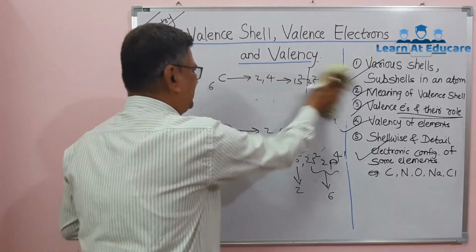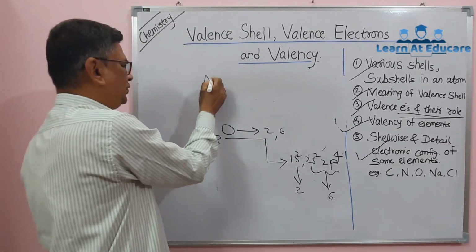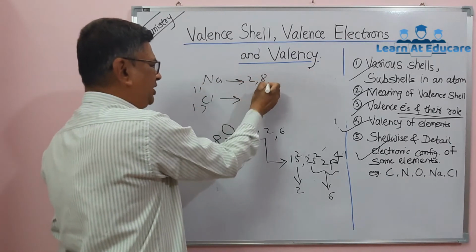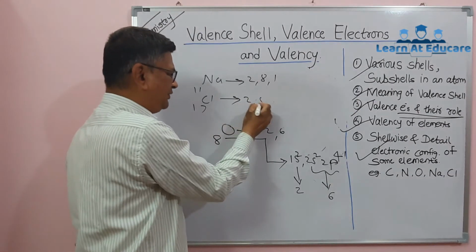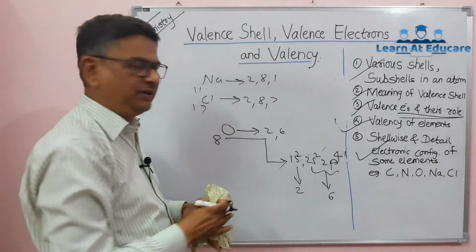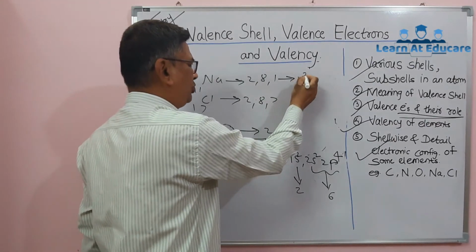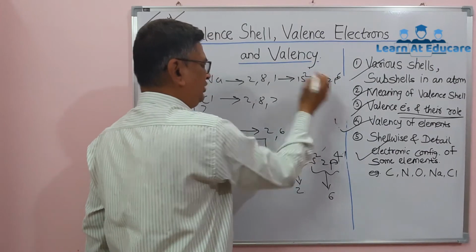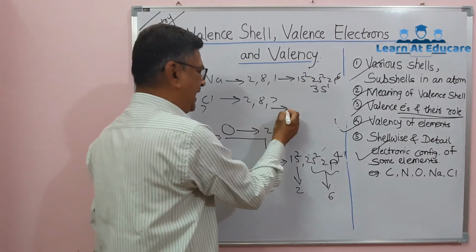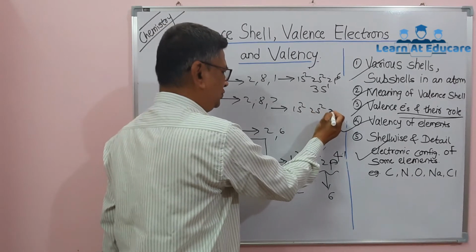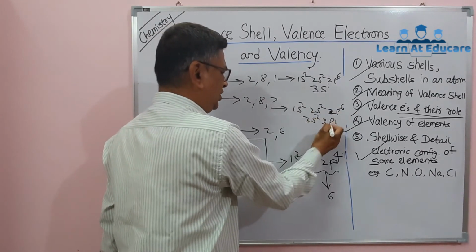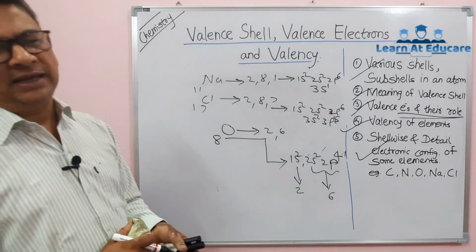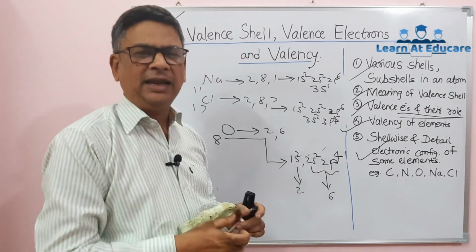We can have 2 more examples: sodium and chlorine. Sodium has atomic number 11, chlorine atomic number 17. The shell-wise configuration of sodium is 2, 8, 1, and chlorine's shell-wise configuration is 2, 8, 7. Their detailed configuration for sodium is 1s2, 2s2, 2p6, 3s1, while chlorine has 1s2, 2s2, 2p6, 3s2, 3p5. So that is the brief idea about valence shell, valency, electronic configuration and detailed electronic configuration.